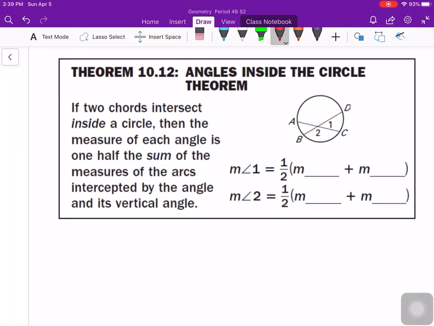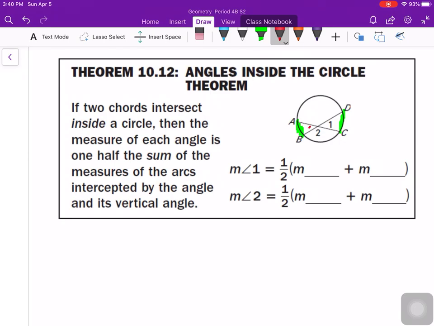Okay, the second one that we want to look at today is going to be what happens when two chords intersect. So this time the angle is inside of the circle. So if two chords intersect inside a circle, then the measure of each angle is 1/2 the sum of the measure of the arcs intercepted by the angle and its vertical angle. So angle 1, what they mean by the intercepted arcs is arc DC and arc AB. So those are the two arcs that are intercepted by angle 1 and its vertical angle.